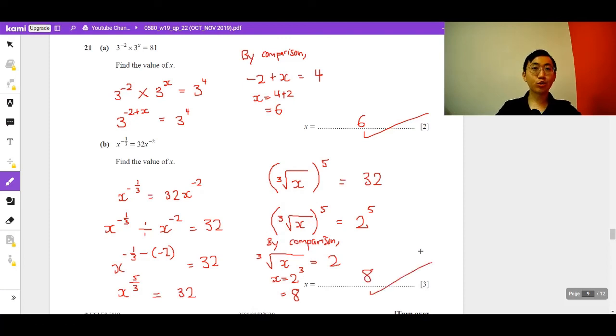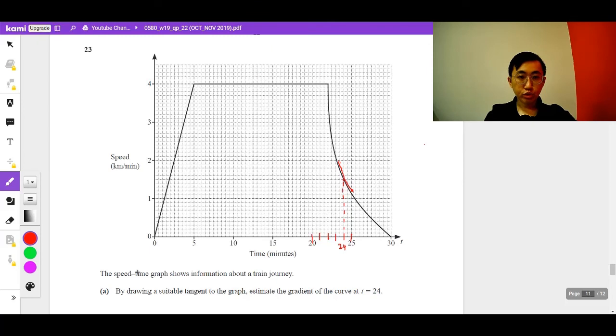Wow. Question 21. Question 23. The speed time graph shows information about the train journey. By drawing a suitable tangent to the graph, estimate the gradient of the curve at time t equals 24. Alright, so this is not easy to draw. The meaning of tangent is you draw a straight line that touches the curve at a single point.